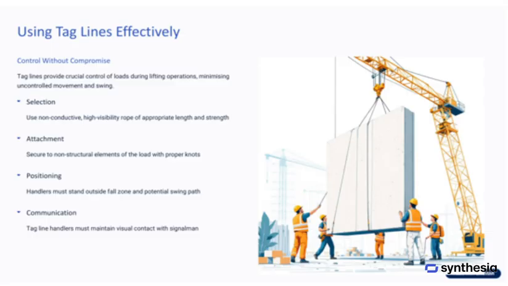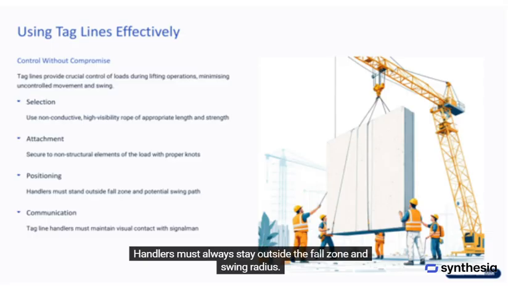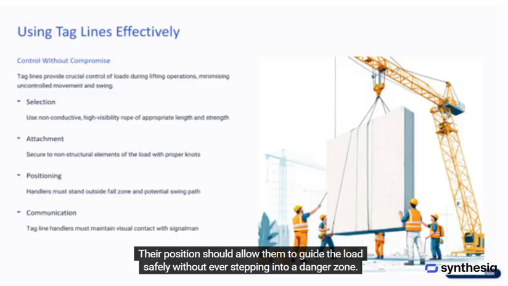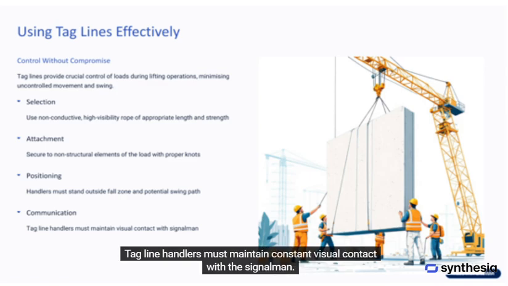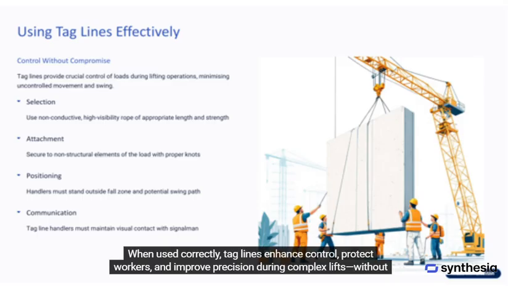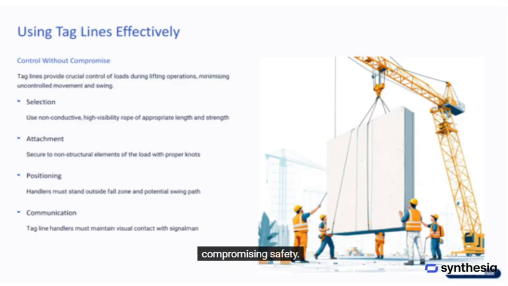4. Positioning. Handlers must always stay outside the fall zone and swing radius. Their position should allow them to guide the load safely without ever stepping into a danger zone. 5. Communication. Tagline handlers must maintain constant visual contact with the signalman. Clear communication is essential to coordinate movement and avoid misjudgments. When used correctly, taglines enhance control, protect workers, and improve precision during complex lifts without compromising safety.